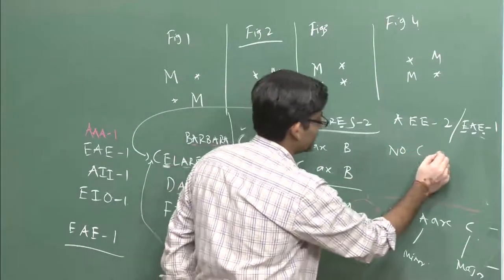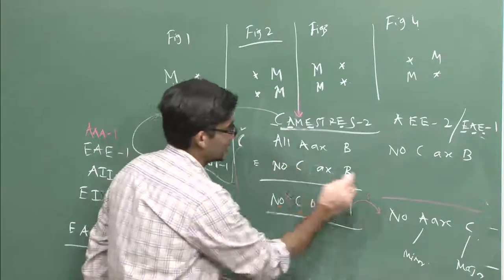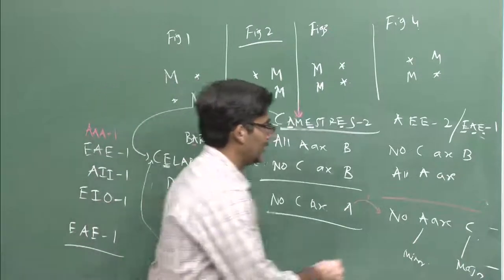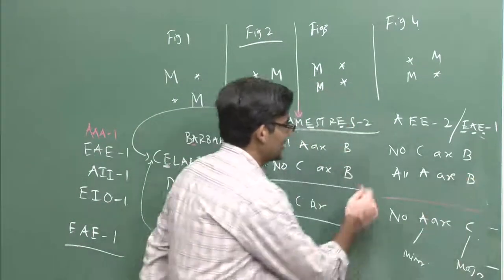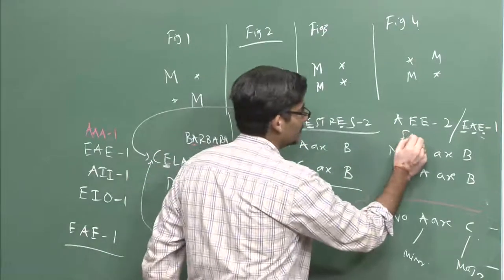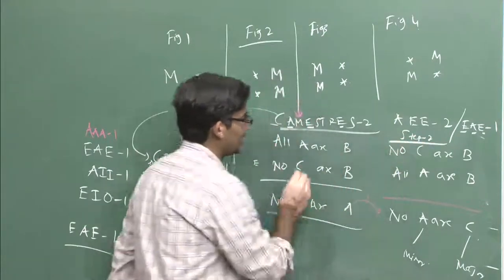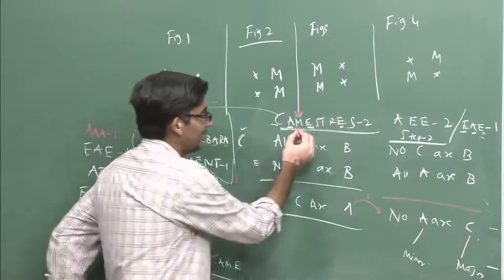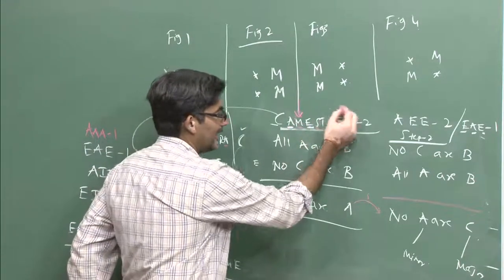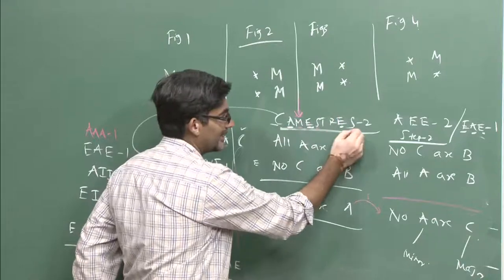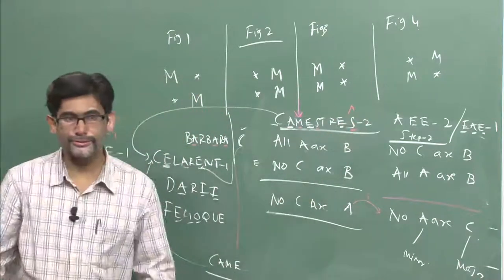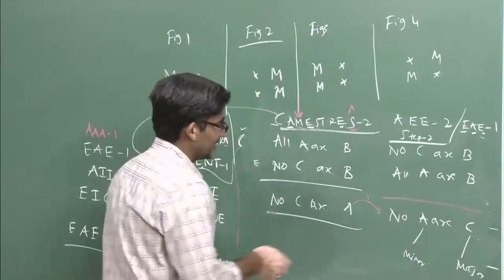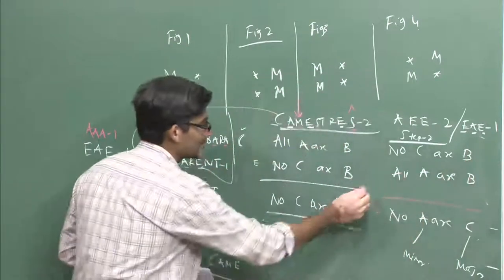So now "No C's are B's." Now this will become "All A's are B's." So this is step number 2. Now what we have done is apply the M rule here and the S rule here, and there is one more letter here, S. That means you need to apply the S rule again. So now we need to apply the S rule for this particular thing.